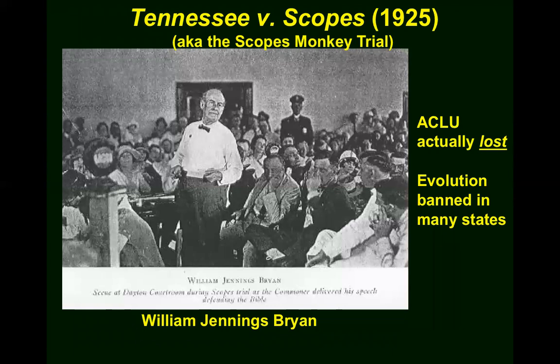And this issue was really launched into public view by William Jennings Bryan. William Jennings Bryan had been a US Secretary of State during World War I. He'd been an isolationist. He didn't want to intervene in World War I. He ran for president 3 times and lost. He was a prairie populist.